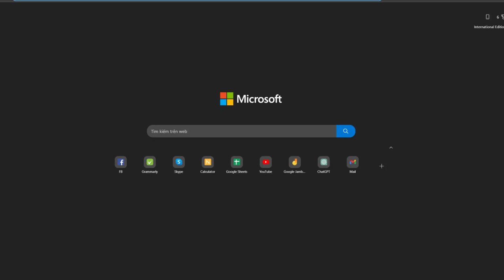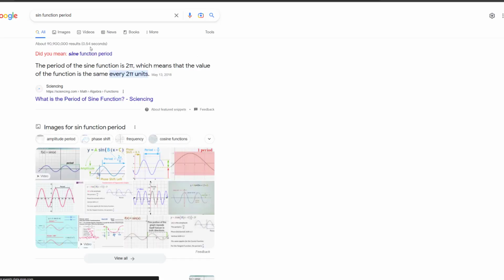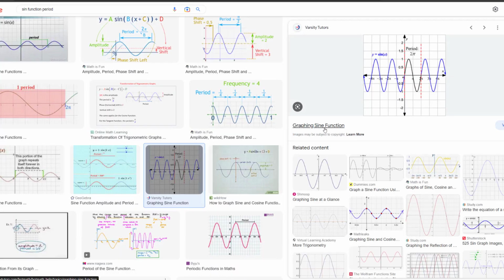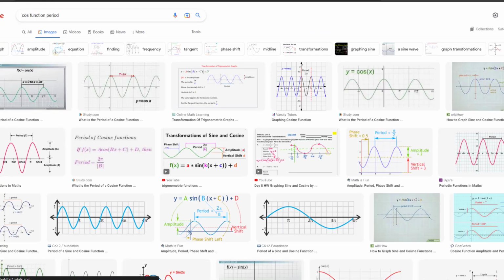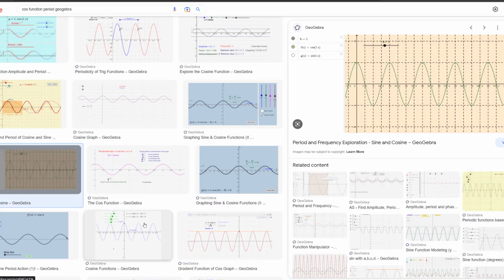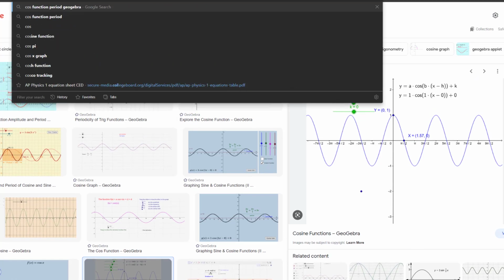Sine function period. Và đem tìm một cái bức hình để minh họa rằng là mình cứ tiếp tục rotate nó thì mình sẽ có vô vàn value. Graphing the sine. Cái mình đang làm là cosine function, phải là cosine function. Okay. I'm looking for a GeoGebra also. This is a simulation. It's very helpful to illustrate things. Okay. Period. Well, let me illustrate that here.